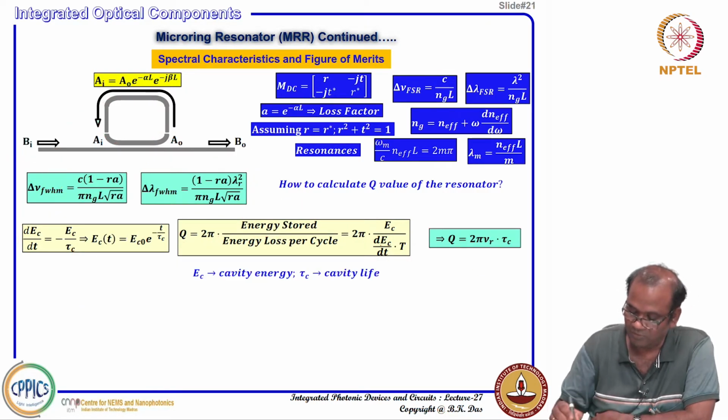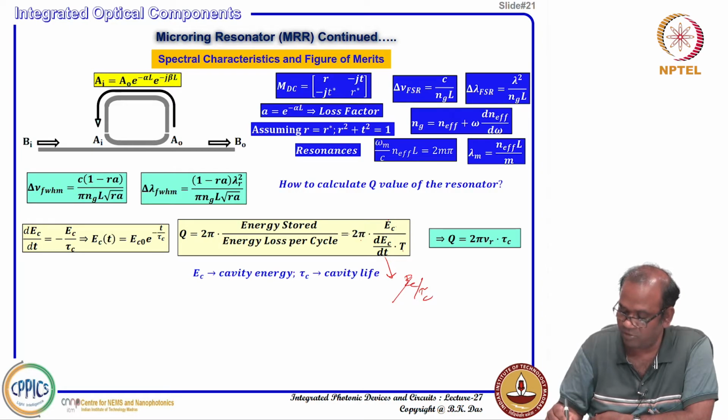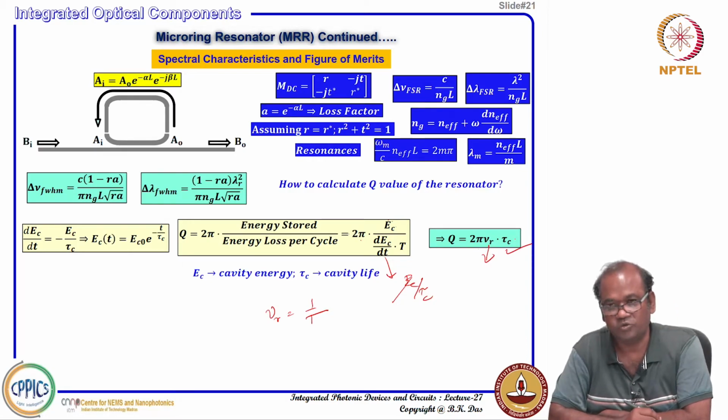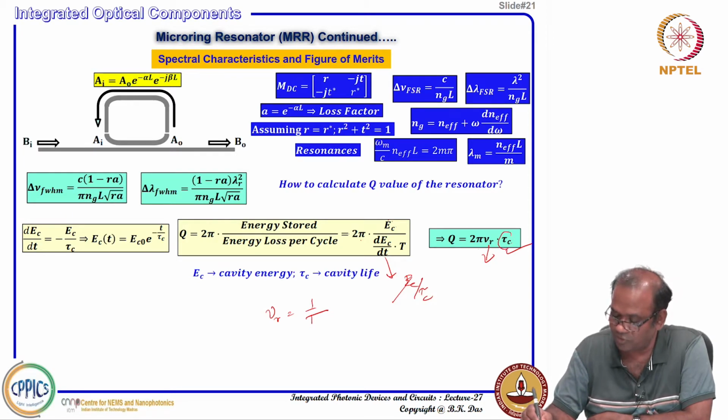In that case, Q equal to 2 pi EC by dEc by dt per cycle. I write dEc by dt equal to EC by tau c, then EC cancels, and 2 pi by the time period, where 1 by the time cycle is nu r, the resonance frequency. So, 2 pi nu r, and dEc by dt equal to EC by tau c, EC cancels, so 1 by tau c. So, Q will be 2 pi nu r tau c. If we know this tau c, then you will be able to find out the Q value.